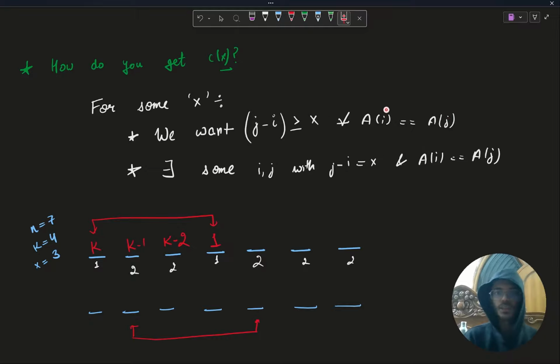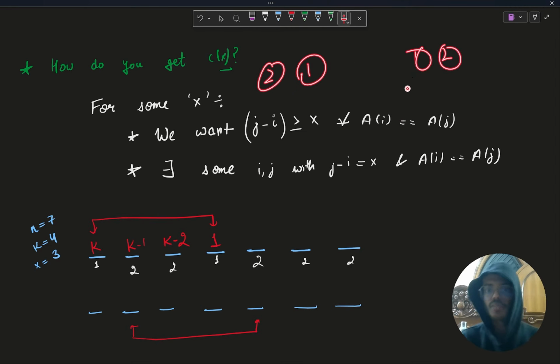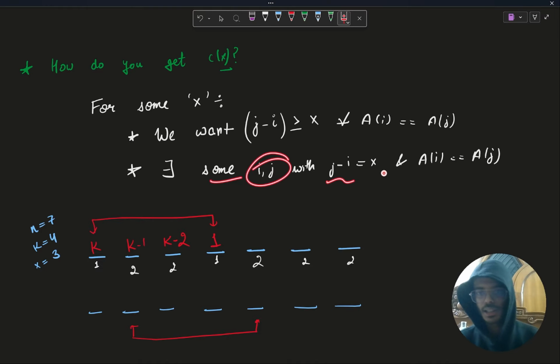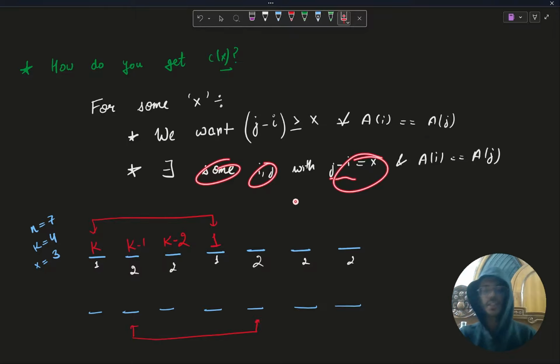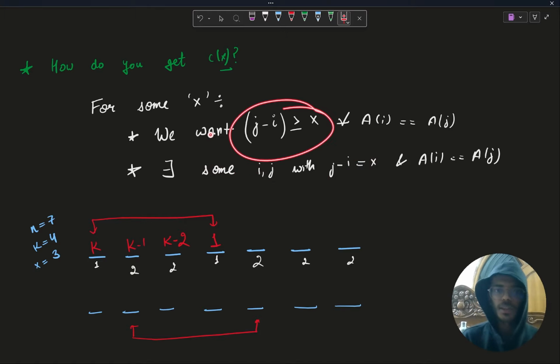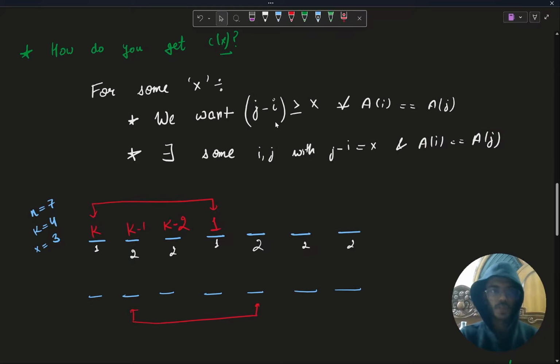So we want all the pairs, if there is 1 1 and there is 2 2, to have a distance of at least x, and there must exist some pair with j minus i equal to x. If all the pairs are greater than x, then f of A would also become greater than x. So there should be at least one pair i, j which has j minus i equal to x, and all the rest of the pairs must have j minus i greater than or equal to x for all the elements a of i equal to a of j. I hope this makes sense.